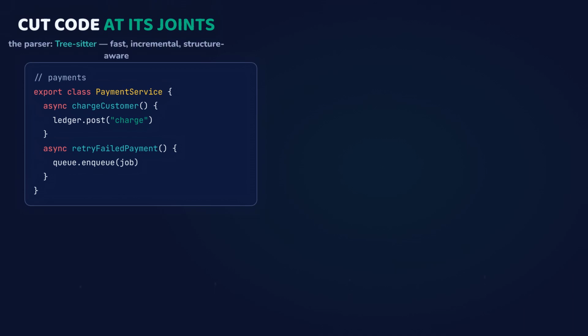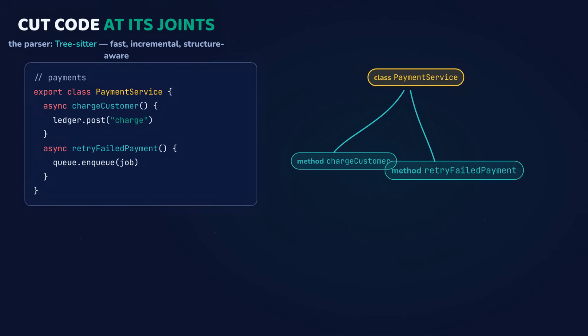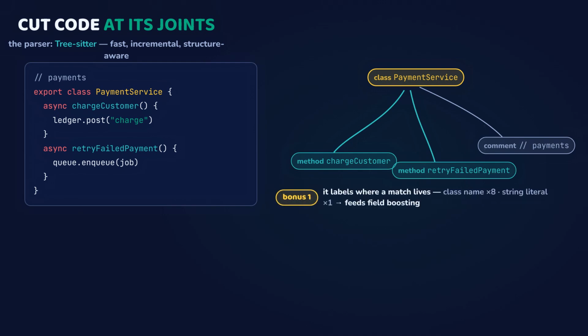A parser called tree sitter. It reads source the way a compiler's front end does. This is a class, this is a method, this is a comment, and hands the indexer clean, meaningful chunks. 2 bonuses. It labels where every match lives. Class name versus string literal, which feeds exactly the field boosting we built earlier.